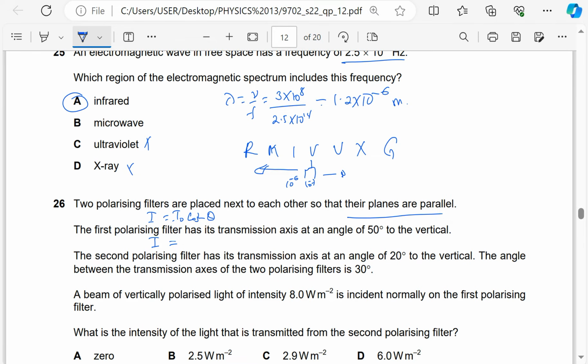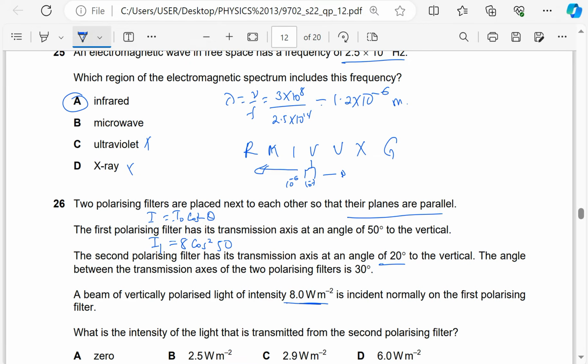A beam of vertically polarized light of intensity 8 is incident normally on the first polarizing filter. So what goes through the first, I will call it I1, is going to be 8 cos squared of 50. The second polarizing filter has its transmission axis at an angle of 20 degrees to the vertical. The angle between the transmission axes of the two polarizing filters is 30. So I will not use 20.